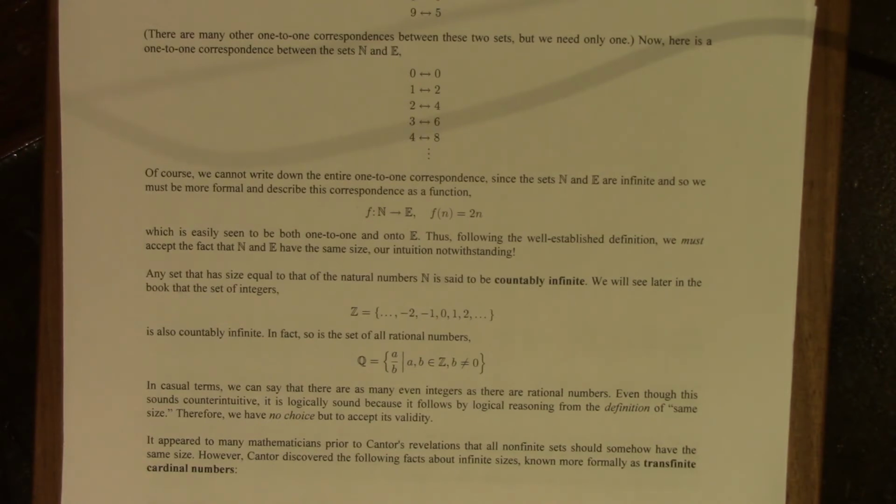It appeared to many mathematicians prior to Cantor's revelations that all non-finite sets should have the same size. But Cantor discovered, along with what we've talked about so far, the following facts about infinite sizes, and they have become more formally known as transfinite cardinal numbers. And we'll explain that down the road, so don't worry about the term right now.